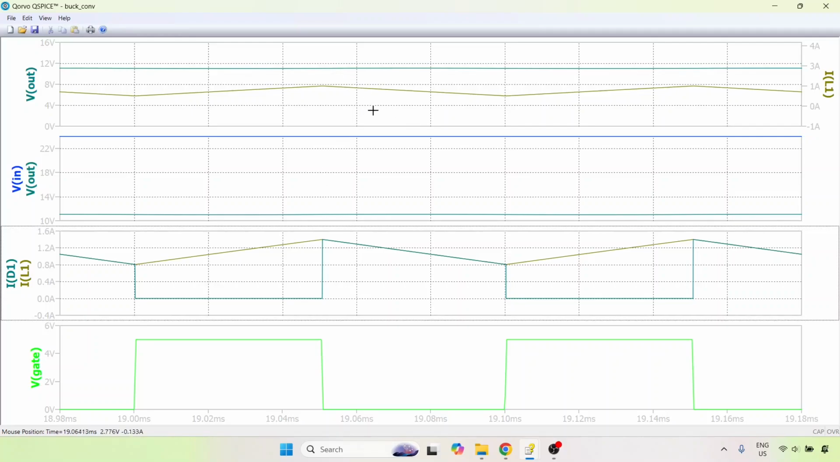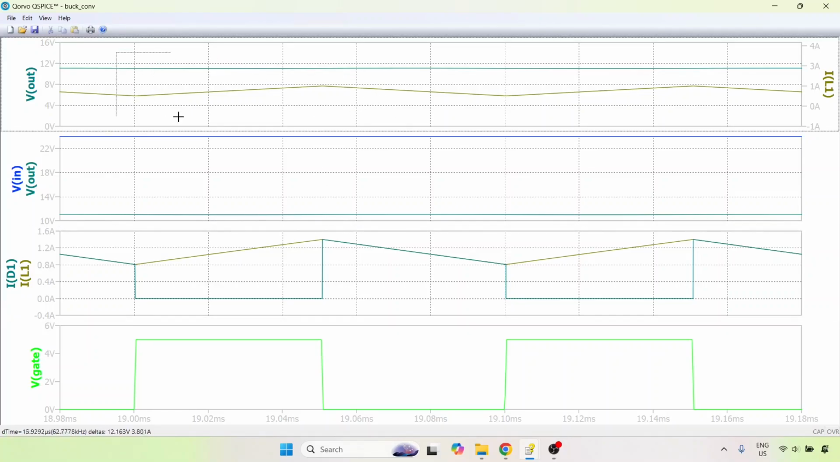So now let's go and have a look at the output voltage. Let's say, for example, if we take a look at the output voltage as well.